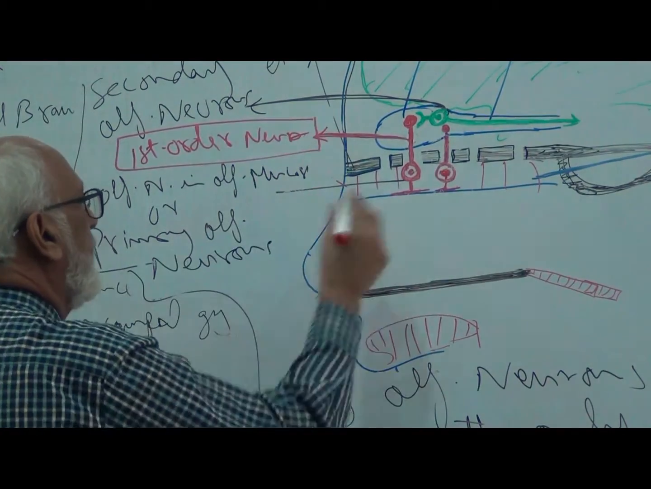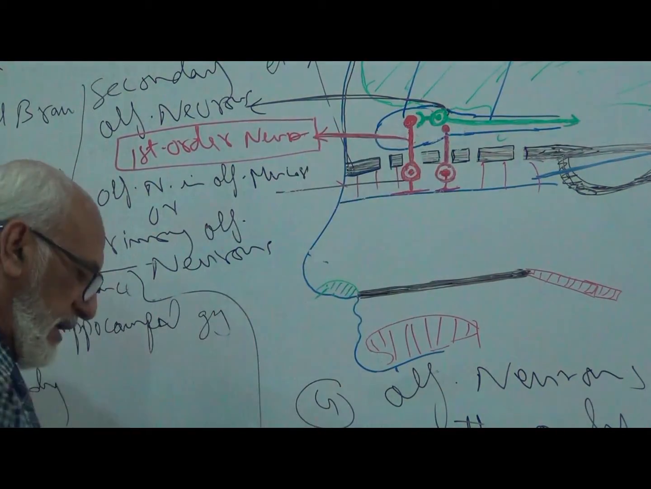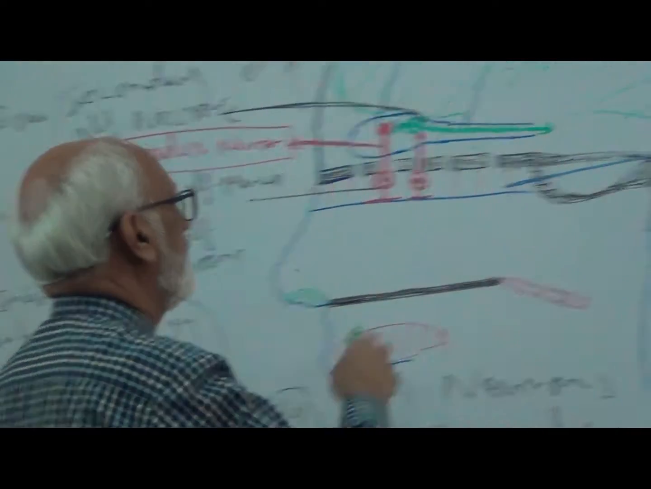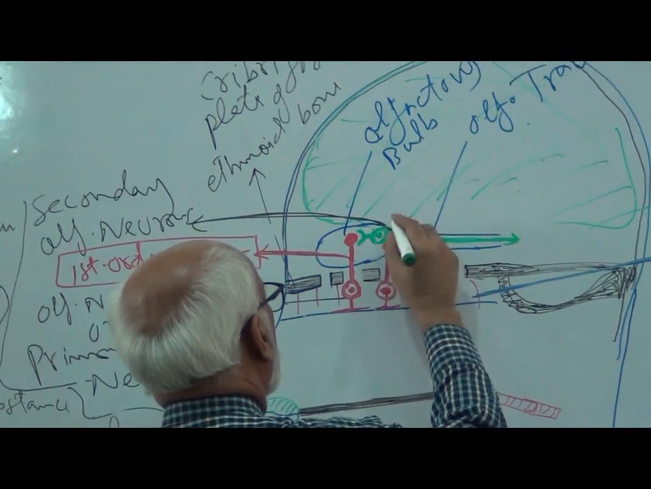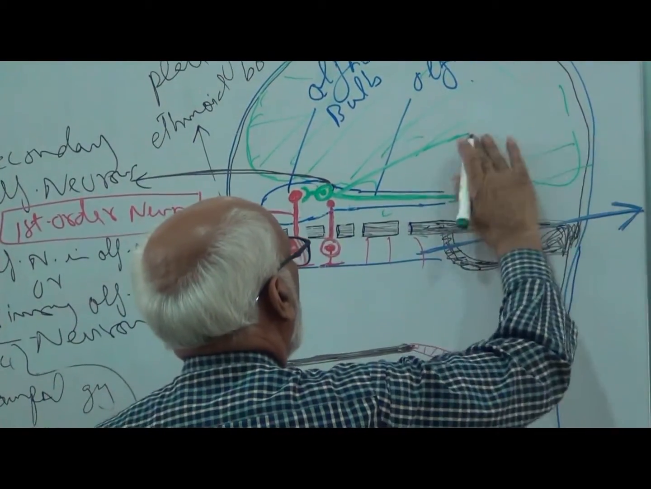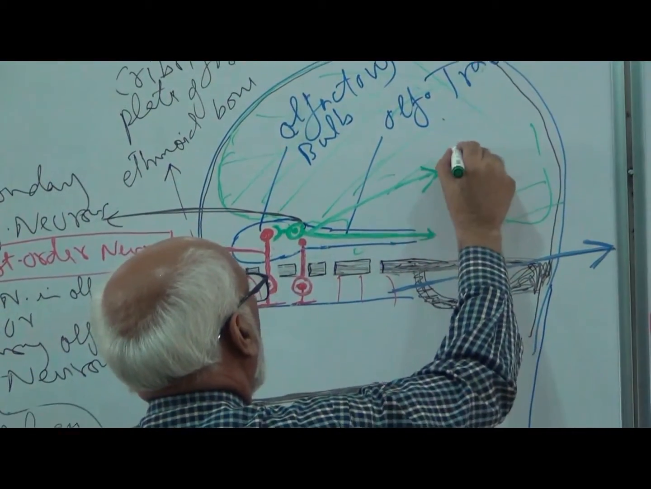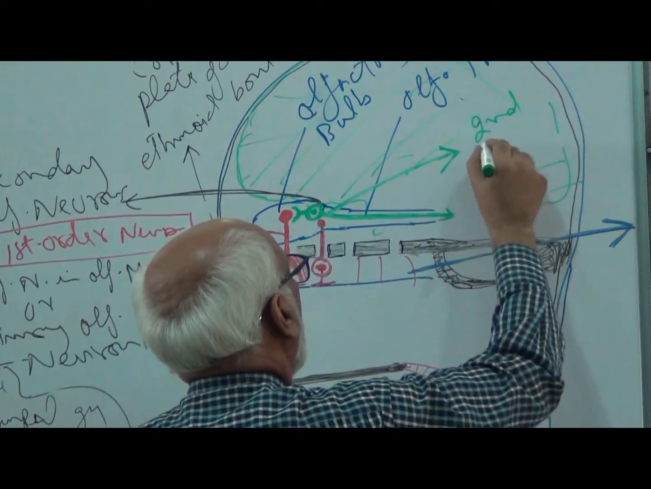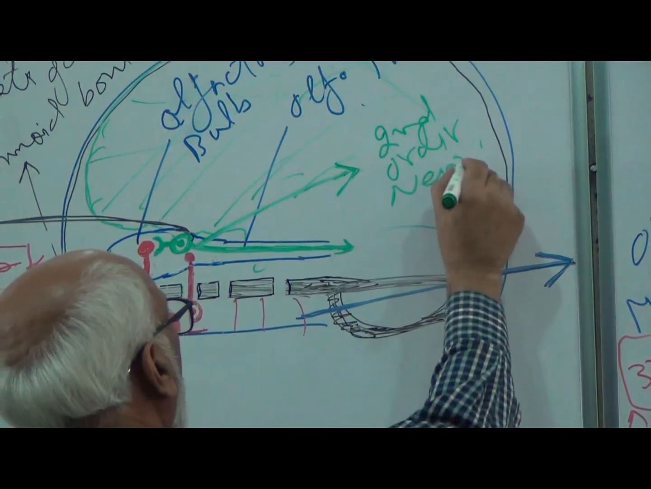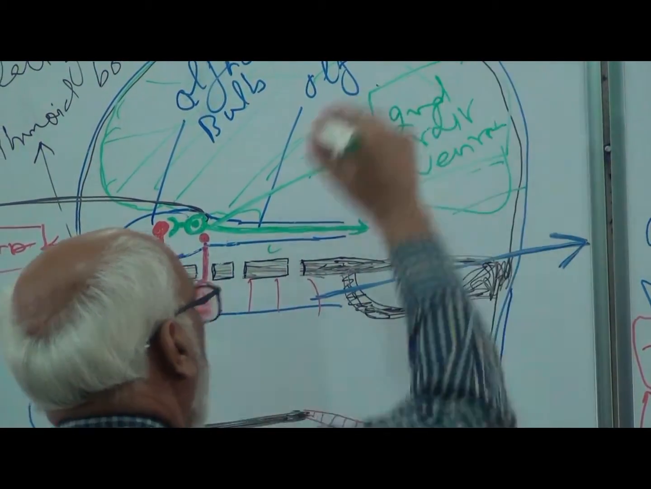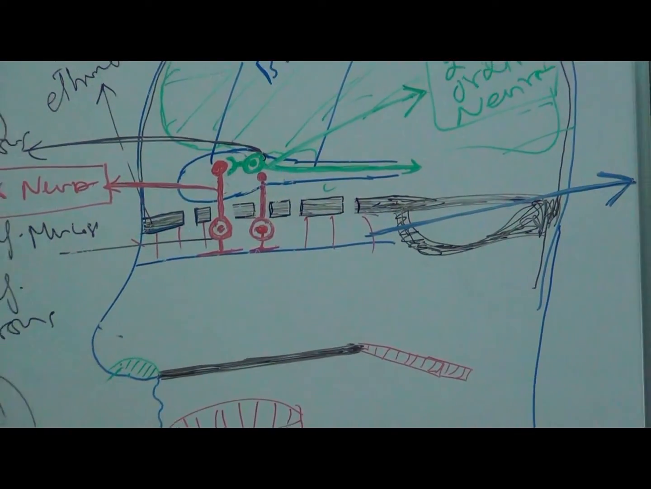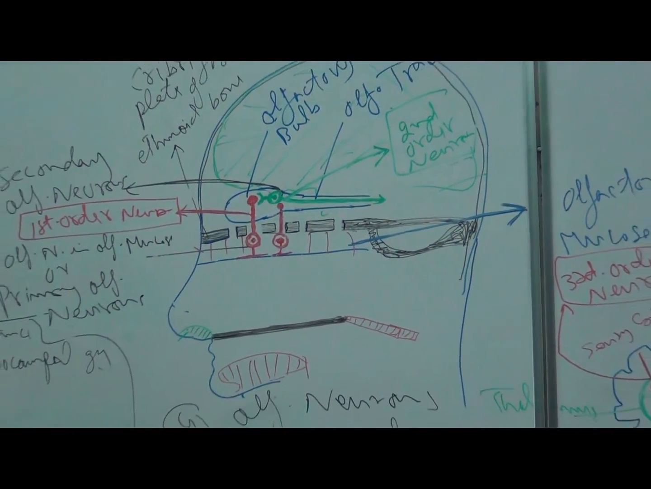The first order neuron's dendrite relays in the olfactory bulb, and from the olfactory bulb another neuron starts. This is the second order neuron. And the axons of the second order neuron terminate in the olfactory cortex.